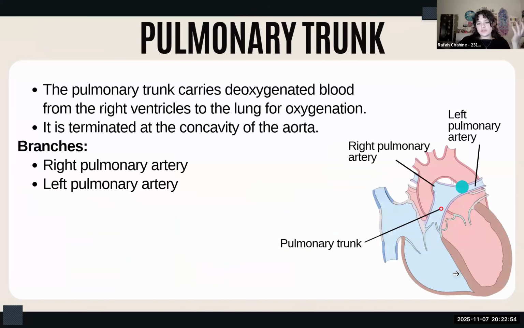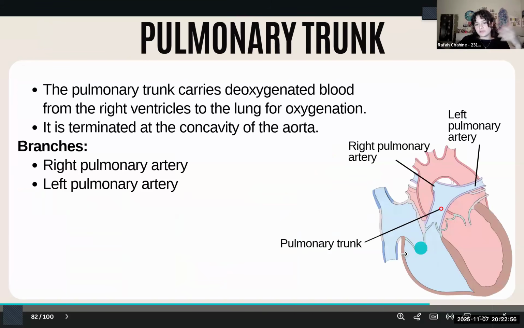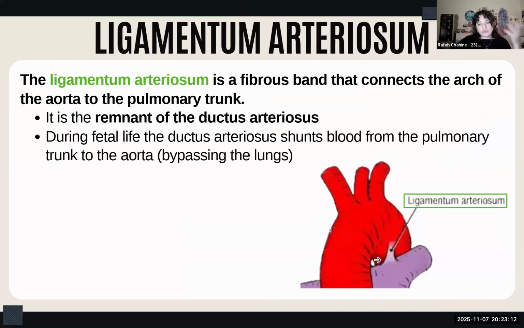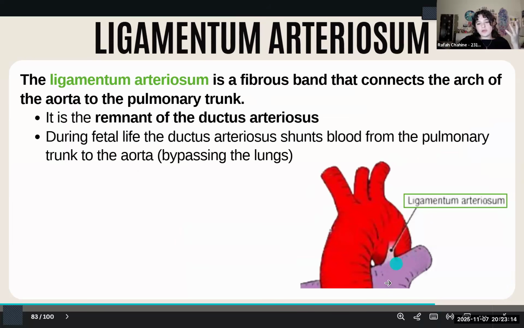Fine. Now for the pulmonary trunk, I'm not going to ask you what this is. You obviously know this. This is the right ventricle. It goes up, it gives us the pulmonary trunk. The pulmonary trunk is going to give us the left and the right pulmonary arteries, which are going to go and supply the deoxygenated blood to the lungs to oxygenate them.